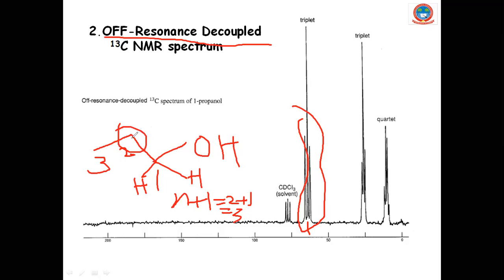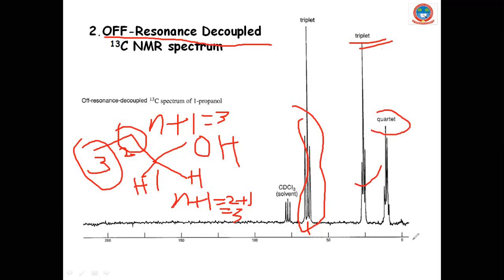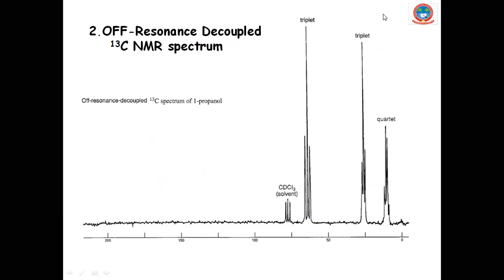Now you tell me, what about this carbon? How will it couple by the N plus 1 rule, and how many signals will you get? Triplet. And this is a triplet, you see. What about this CH3? How will it couple? Quartet. Its value is very low, around 15, 16. This second one appears at around 25, 26. And because of the oxygen attached to the carbon, this value goes above 60, around 60. So this is the difference between the off-resonance decoupled carbon 13 spectrum and the coupled carbon 13 spectrum.